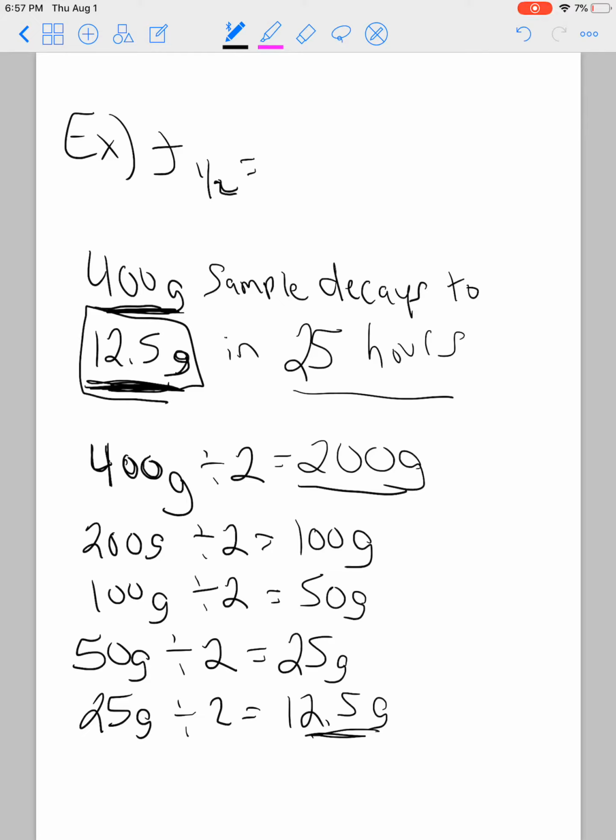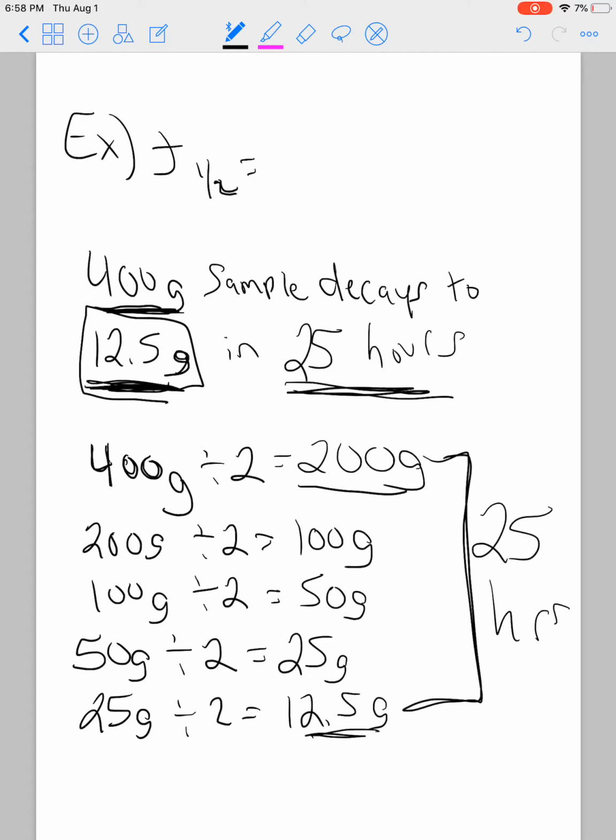Now, this entire process took 25 hours. Now I need to count how many times it took me to half 400 grams, and then I'll show you what to do with that next. So it took me 1, 2, 3, 4, 5. It took me 5 times to half this sample to get to 12.5 grams.